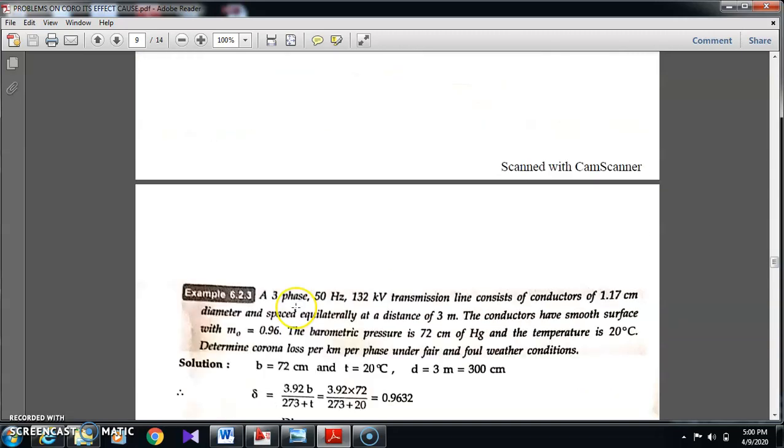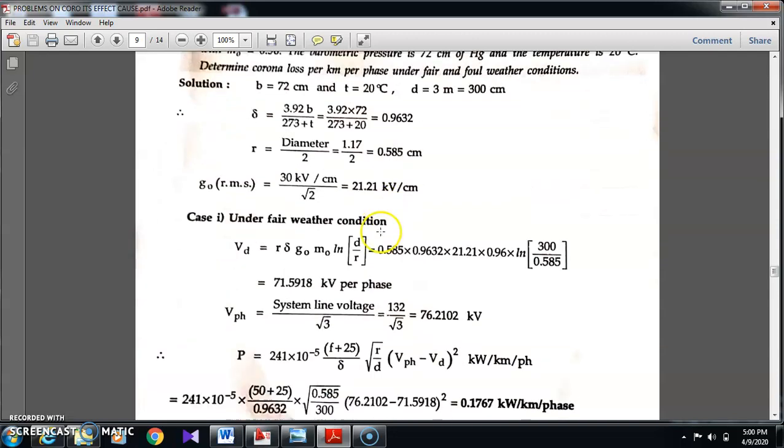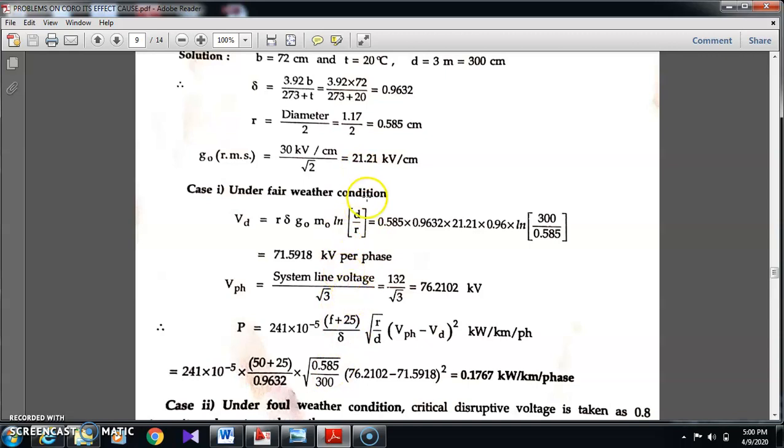Okay, so now I'll go for another problem. Here for different fair and weather conditions they specified, you have to find out corona loss. I told you if it is a rainy situation, VD is changed to 0.8 VD, that is the change, remaining same. Same procedure, what you have done previously, same procedure you follow. First method is the same as what you have done in the previous problem.